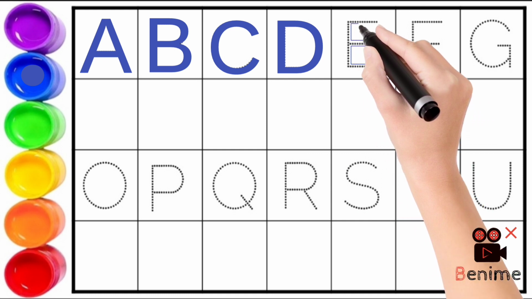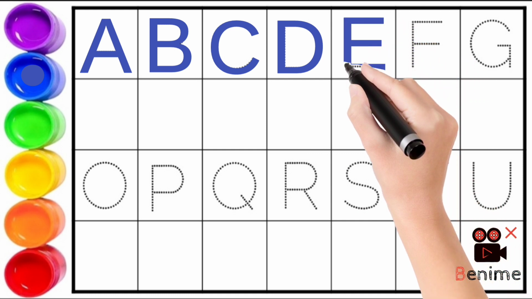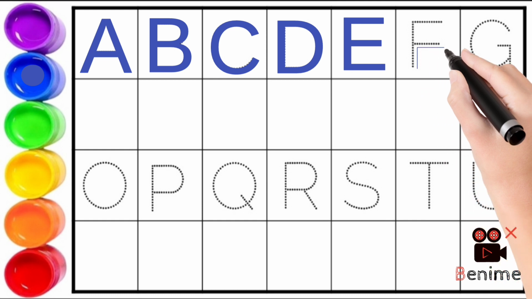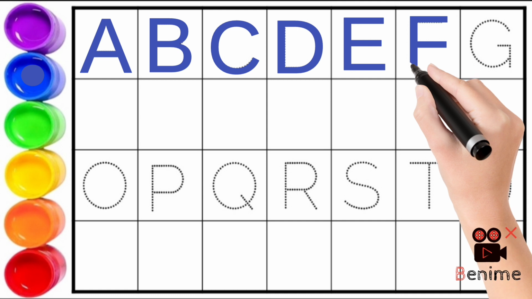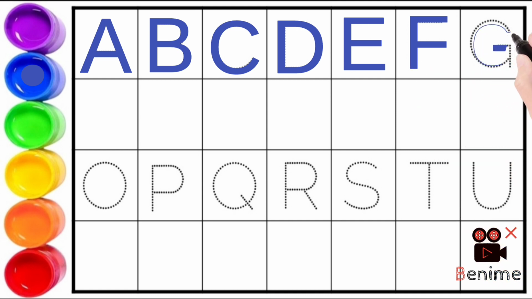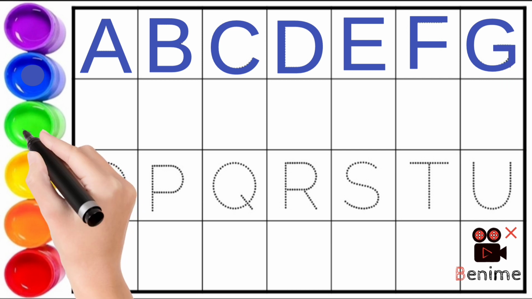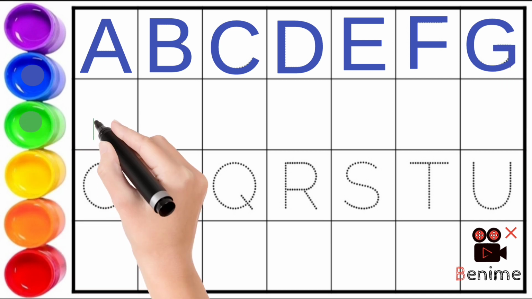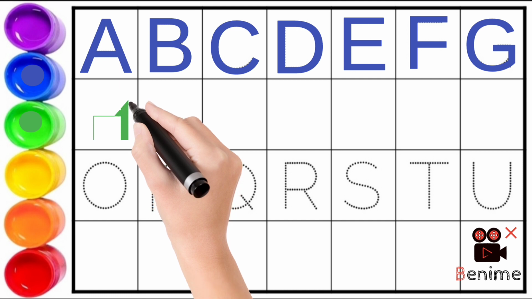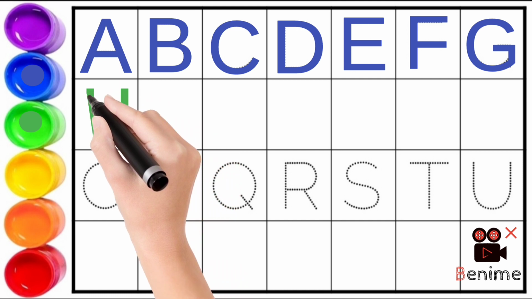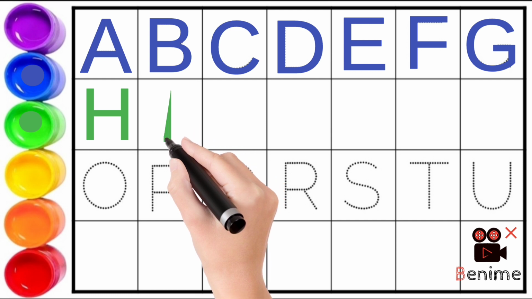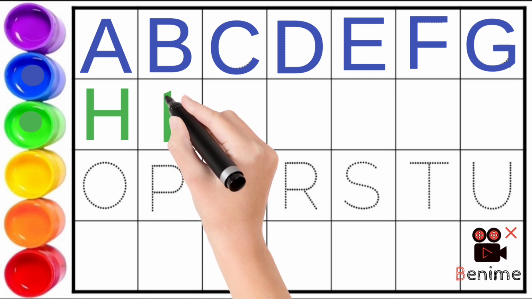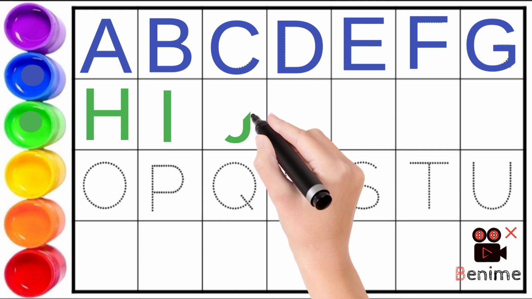E. E for elephant. F. F for fish. G. G for grapes. H. H for hut. I. I for insert.